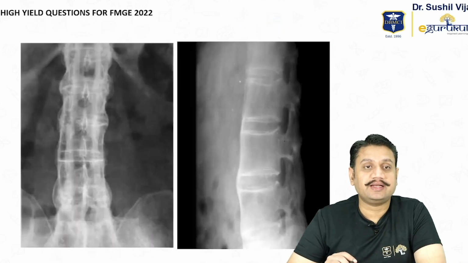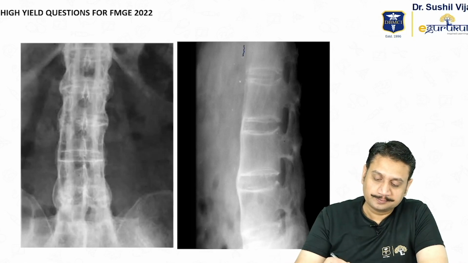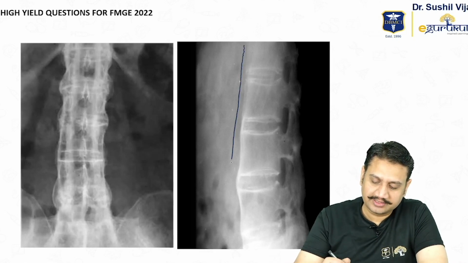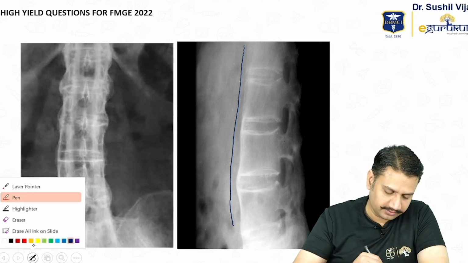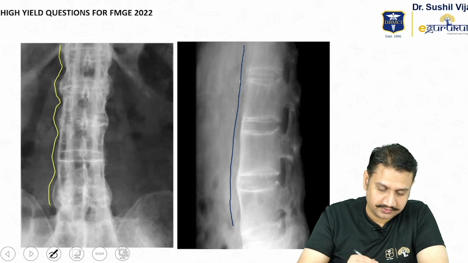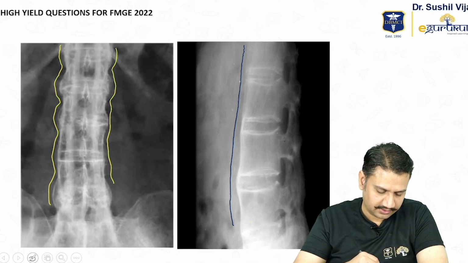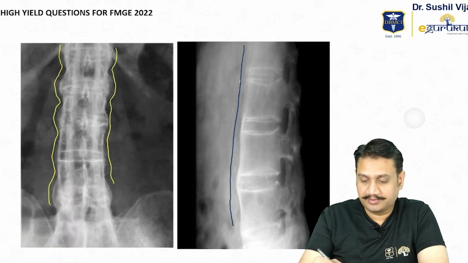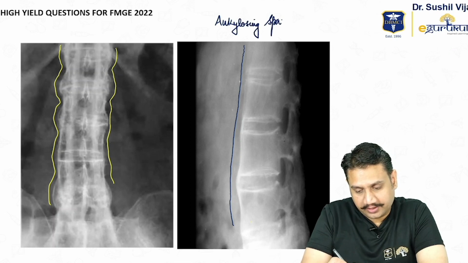Okay. Now, next one, this one, classical case. What do you observe? The anterior part of all the vertebrae is fused. And these vertebral bodies from the sides, you see them, this one, this one, this one, this one. These are all fused. So what will that be known as? That will be ankylosing spondylitis.